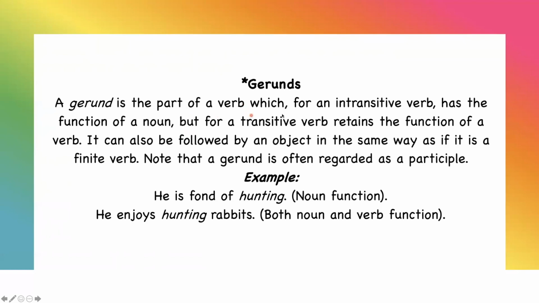Gerunds are part of a verb which for an intransitive verb has the function of a noun, but for a transitive verb retains the function of a verb. It can also be followed by an object in the same way as if it is a finite verb. Note that a gerund is often regarded as a participle. Ing is often a participle, but it has a noun function, so it is a gerund. He is fond of hunting. Here we go: he enjoys hunting rabbits, as both a noun and a verb function.